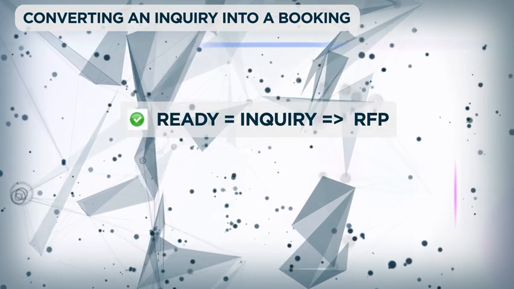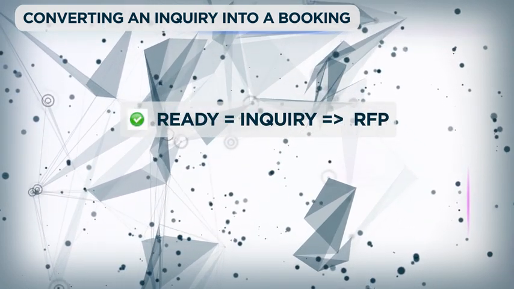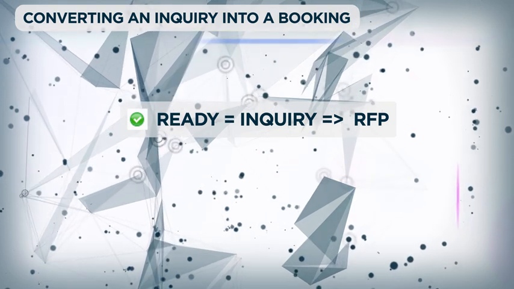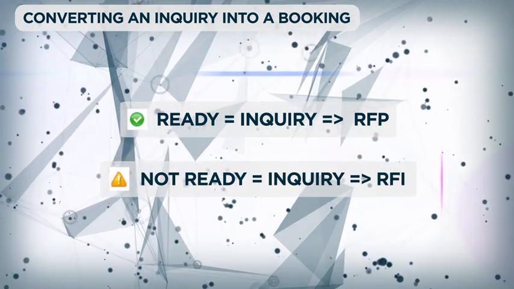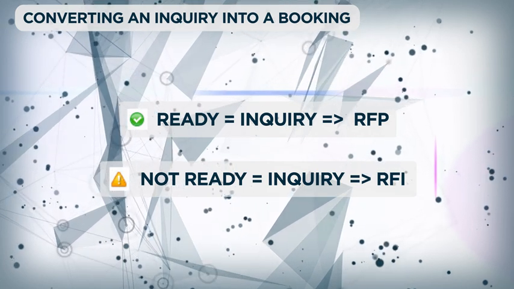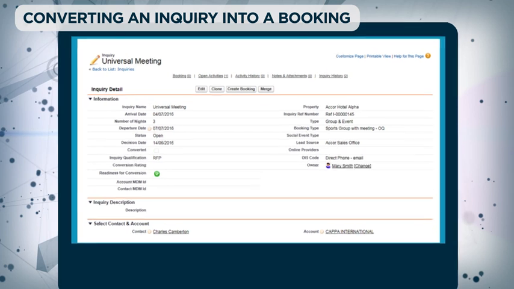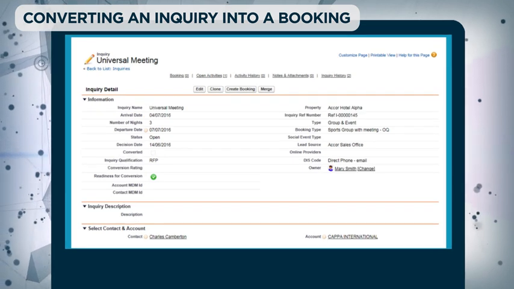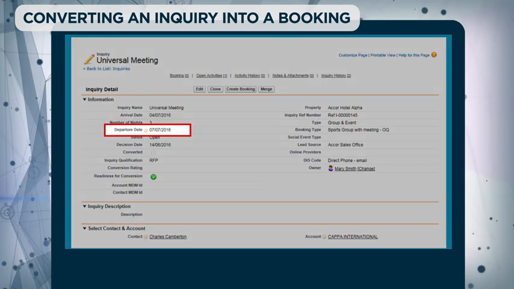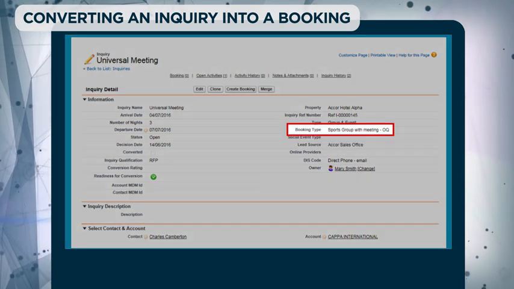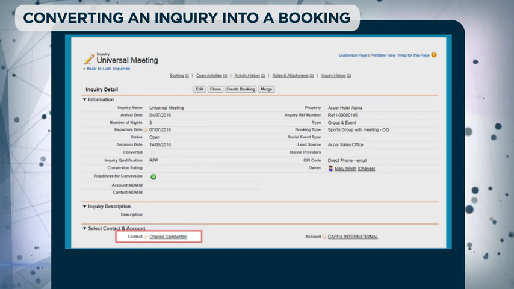The green tick indicates that your inquiry is ready to be converted into a booking and that Delphi FDC has qualified it as an RFP. The orange triangle indicates that your inquiry is not ready for conversion and that Delphi FDC has qualified it as an RFI. If you see an orange triangle, check that the following fields have been filled: arrival date, departure date, booking type, lead source, DIS code, contact.